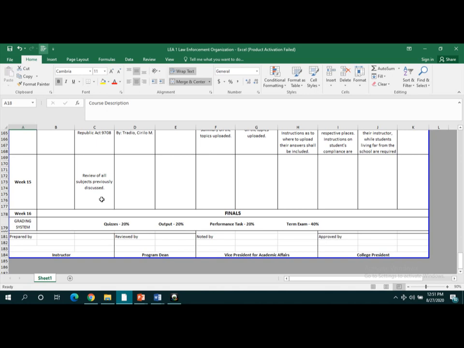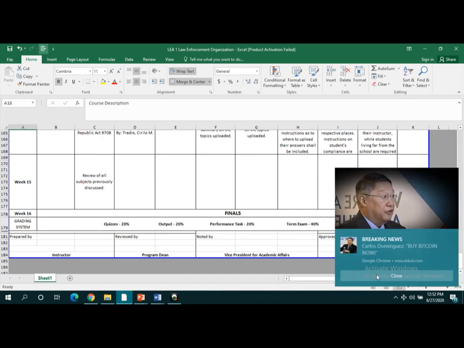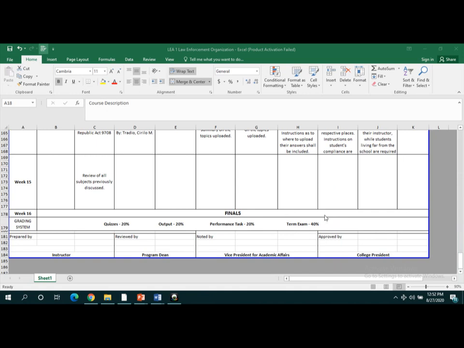organization. So how will I evaluate you? We'll be using the cumulative system of grading. So this is the grade weight: for the quizzes, 20%, for your output, another 20%, for the performance task, 20%, and term examination is 40%. So term exam is one of the heaviest grade weights that we have.